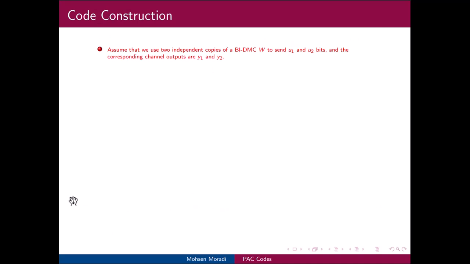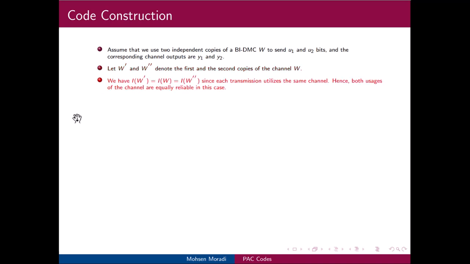Now we would like to discuss the code construction and the decoding for block length n equal to 2. Assume that we use two independent copies of a binary input discrete memoryless channel W. In one of the channels we send U1 and obtain Y1. In the other channel we send U2 and obtain channel output Y2. Call the first copy of the channel W prime, and the second one W double prime. The reliability of both copies is equal to the reliability of any channel that we use to send a bit and obtain a channel output.